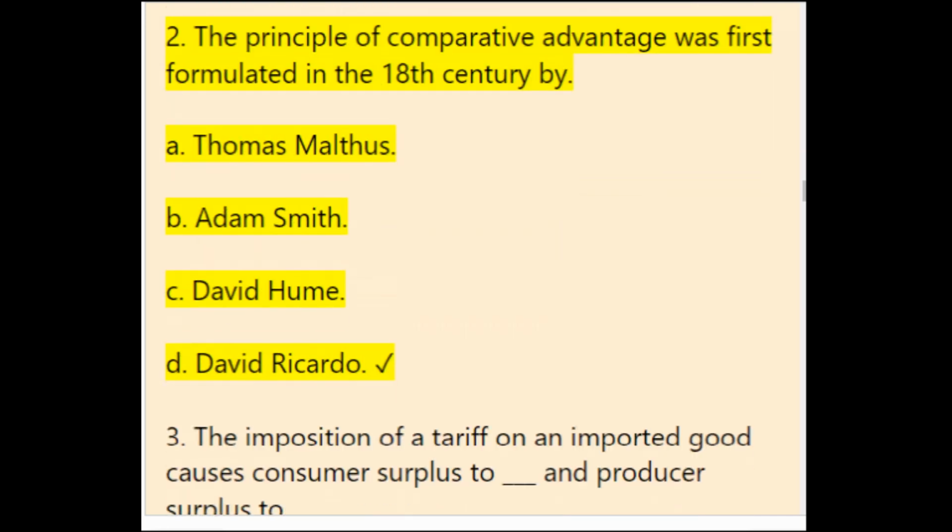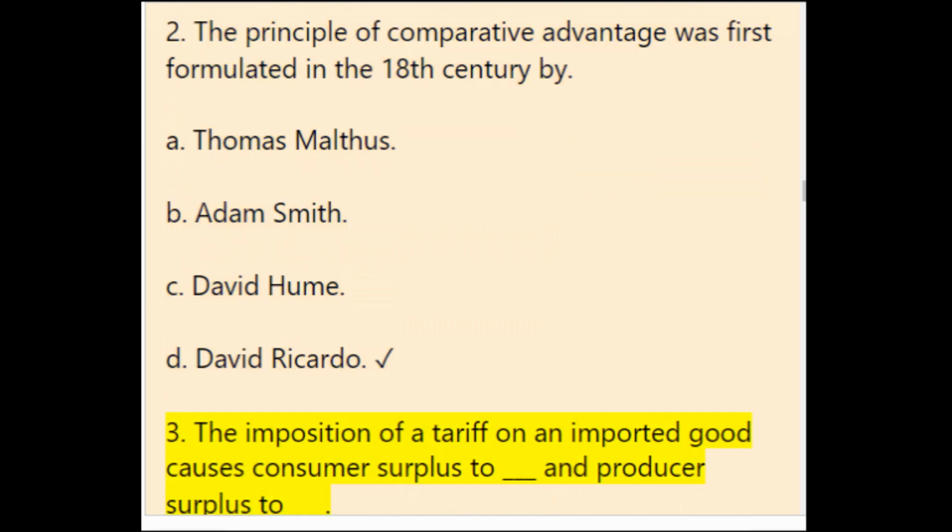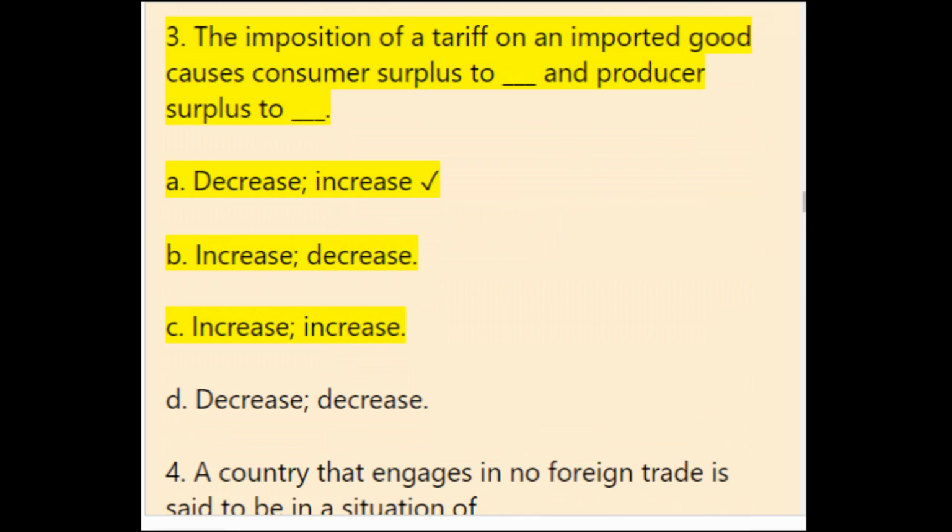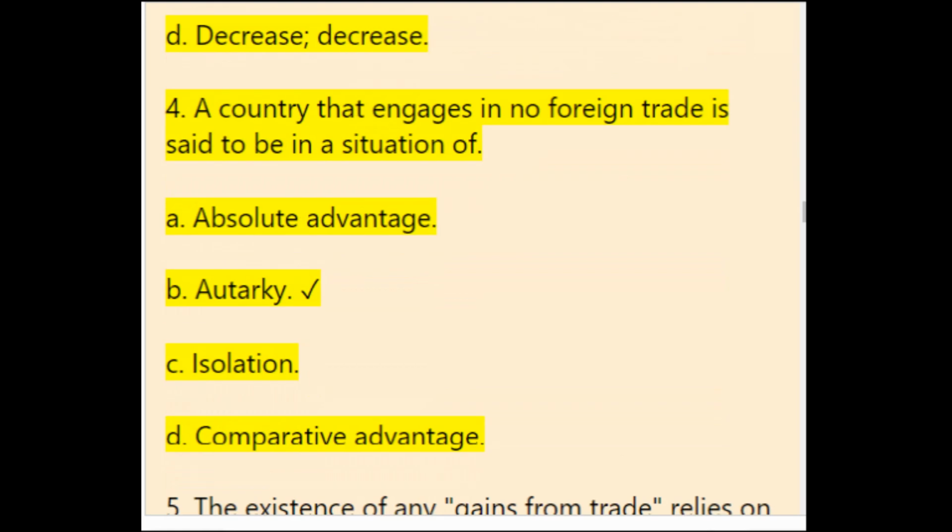2. The principle of comparative advantage was first formulated in the 18th century by A. Thomas Malthus. B. Adam Smith. C. David Hume. D. David Ricardo. 3. The imposition of a tariff on an imported good causes consumer surplus to and producer surplus to A. Decrease, increase. B. Increase, decrease. C. Increase, increase. D. Decrease, decrease.